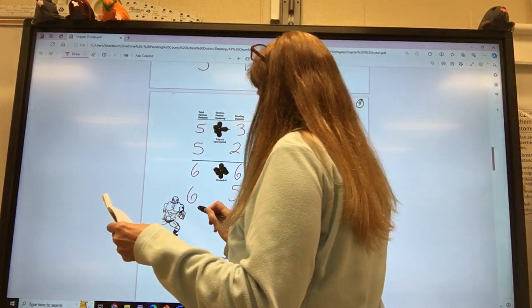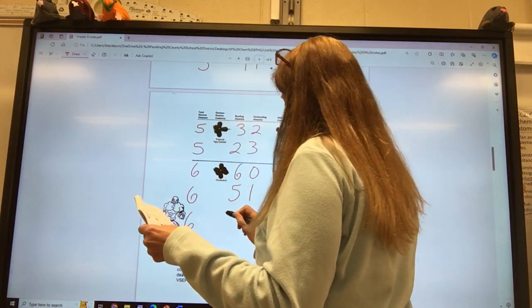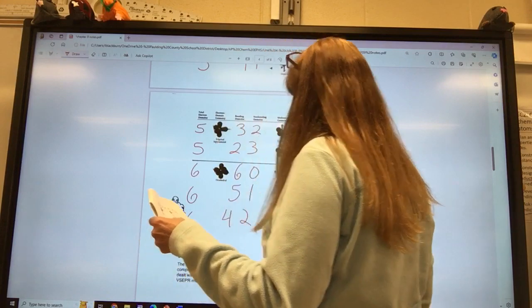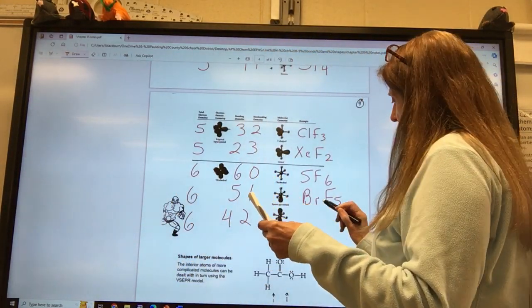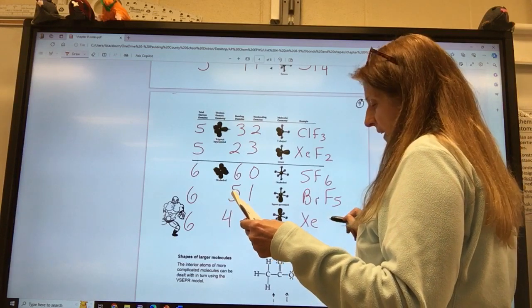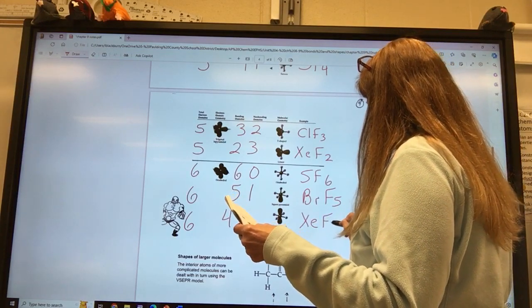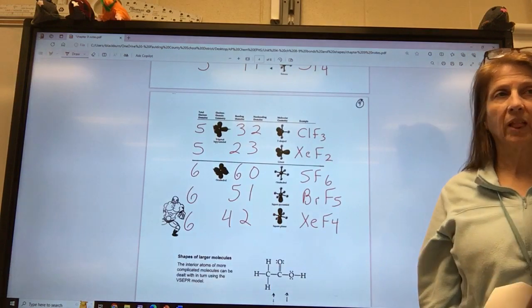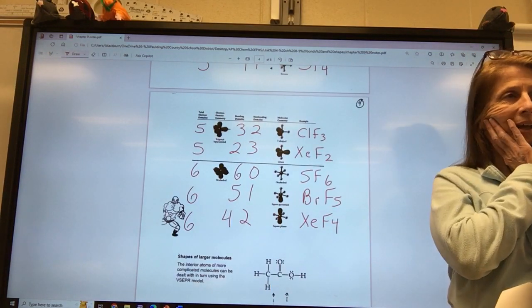Or we could have 6. We could have 4 bond and 2 unshared pairs, and that is called a square planar. And our example is XeF4. Okay?